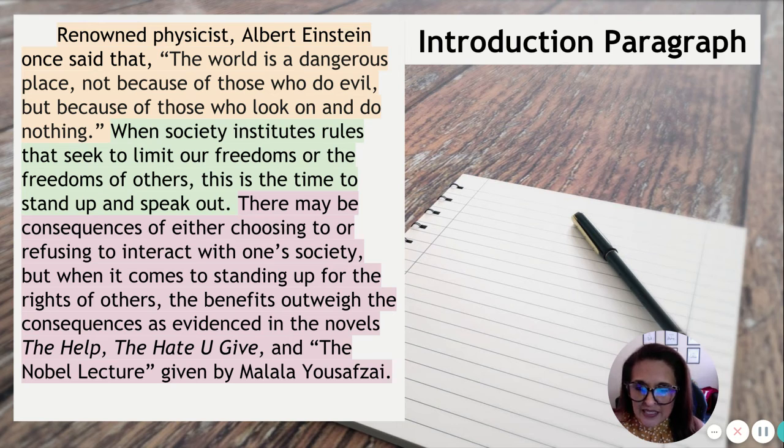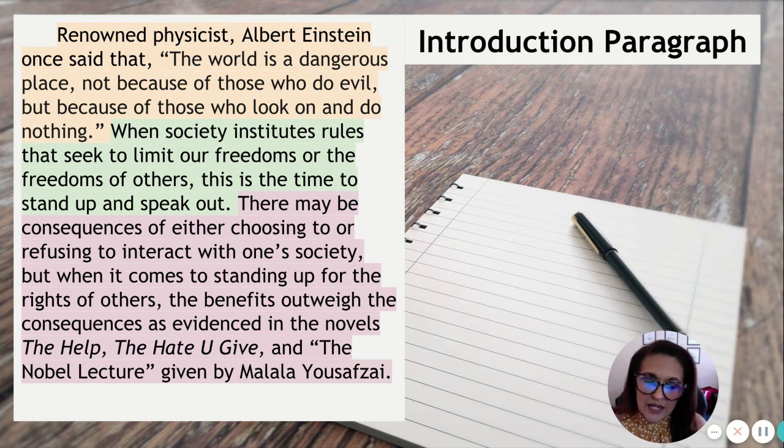When society institutes rules that seek to limit our freedoms or the freedoms of others, this is the time to stand up and speak out. There may be consequences of either choosing to or refusing to interact with one society, but when it comes to standing up for the rights of others, the benefits outweigh the consequences, as evidenced in the novels The Help, The Hate U Give, and the Nobel Lecture given by Malala Yousafzai.